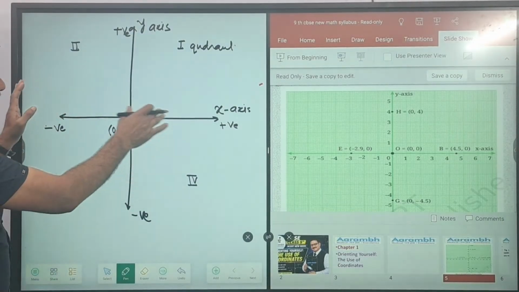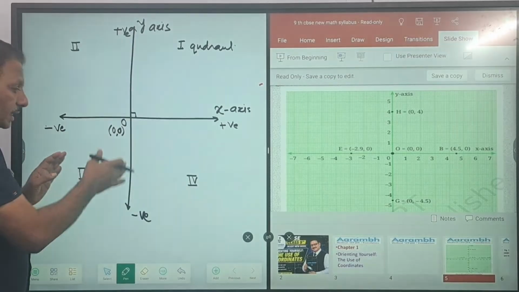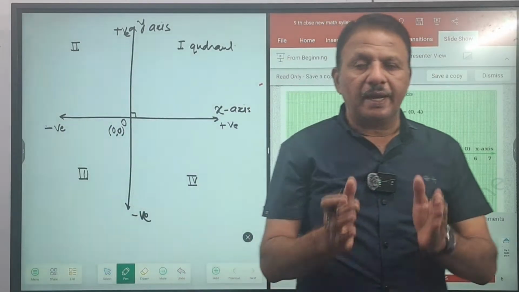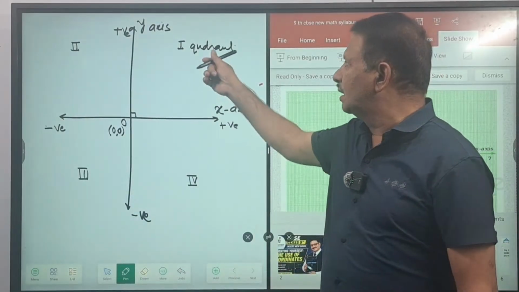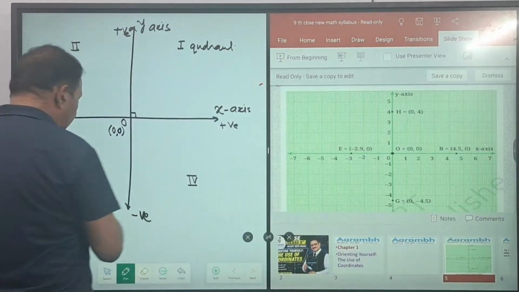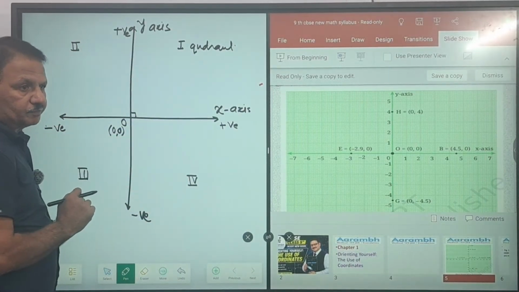Yes, sir. So due to the intersection of the x-axis and y-axis, the whole plane is divided into 4 equal parts, and each part is called a quadrant. This is first quadrant, second quadrant, third quadrant, and fourth quadrant.